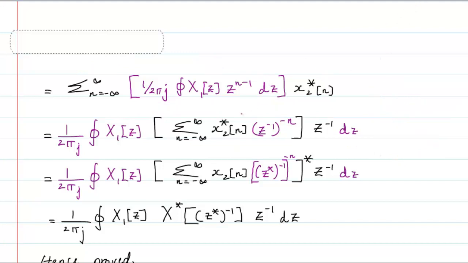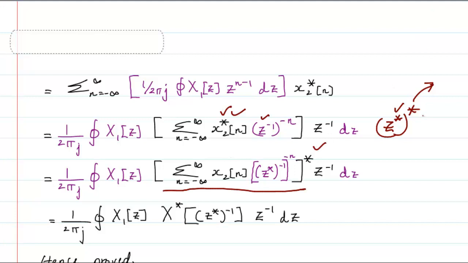Now my next aim is to take this conjugate outside. To take this conjugate outside, I have to write z itself as z conjugate of conjugate. So that when I take this conjugate outside, the other conjugate remains inside, and that is what has happened in this particular step. So I have taken the conjugate of x2 of n outside with the conjugate in this one also, and both of those conjugates have commonly come here. So what remains inside is only x2 of n and the remaining z conjugate. Clear?